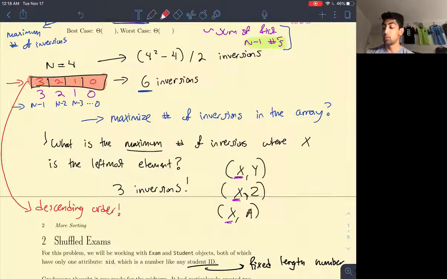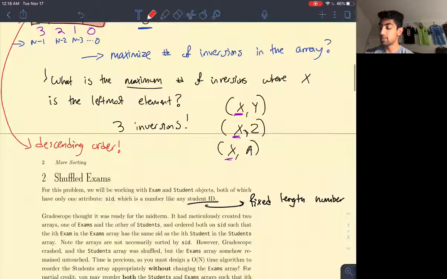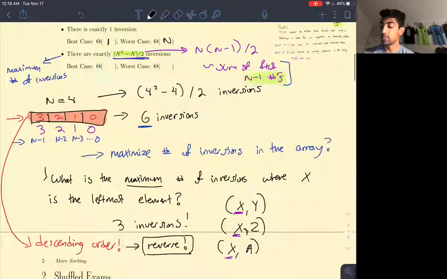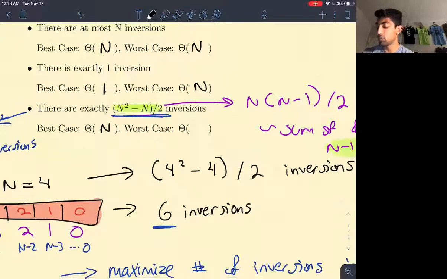That's a really, really cool idea: if we ever have an array that has the maximum number of possible inversions, we know for a fact that the array is sorted in descending order. So all we need to do is reverse the ordering, and reversing the ordering is a linear time operation. So the best case is n and the worst case is n, because all we really need to do is reverse the ordering of this array, since it's sorted in descending order and we want to sort it in ascending order.